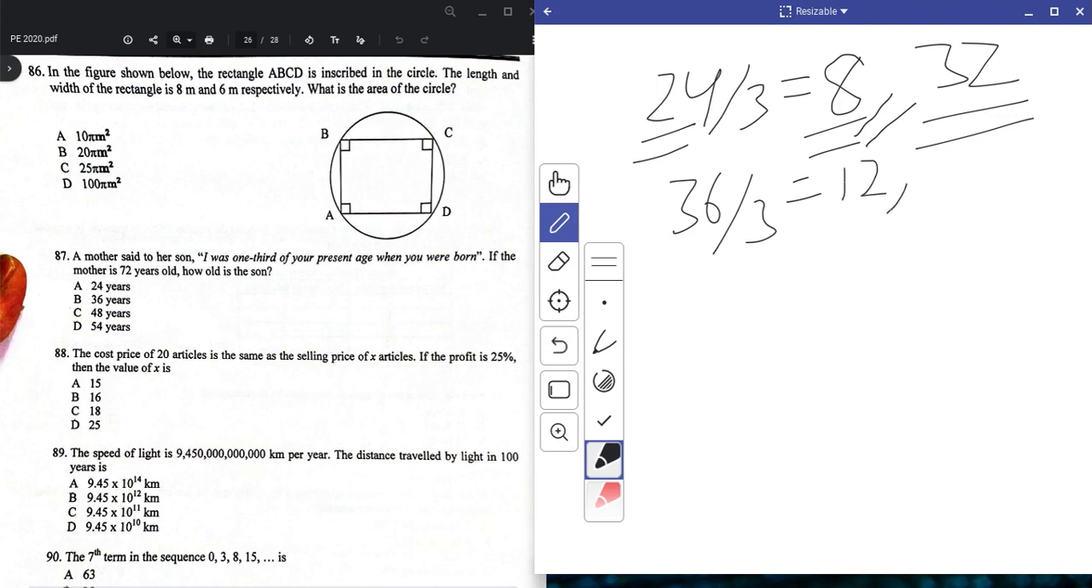Mom was 12 years older. Now 12 plus 36 is equal to 48. This is also not equal to 72, so this is also not the answer. Let's go with 48. Let the current age of the son be 48.